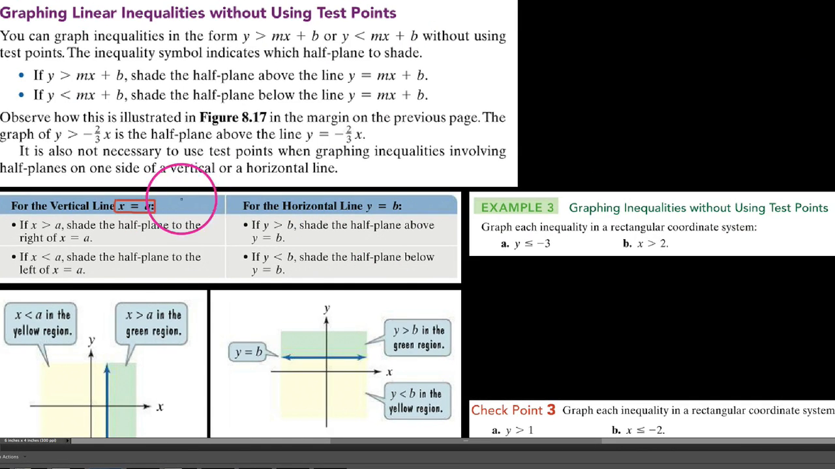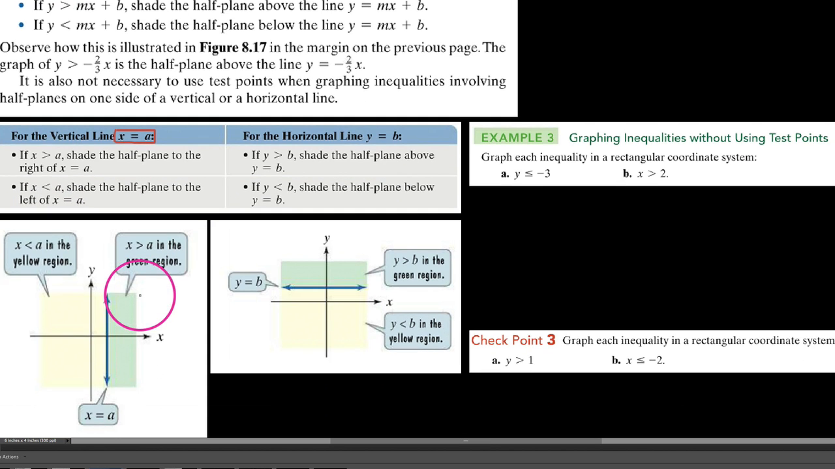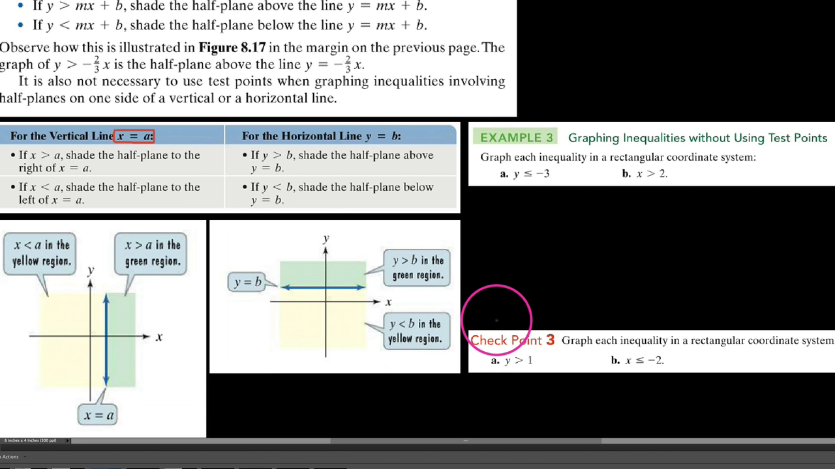So to summarize, for a vertical line x equals a, if x is greater than a, we're going to shade the half plane to the right. If x is less than a, we're going to shade the half plane to the left. We can see this down here in this region: here's our x equals a, and we shade to the left if x is less than a, and to the right if x is greater than a. With horizontal lines, we would say y equals some y value b. If y is greater than b, we'll shade up here in the green. If y is less than b, we'll shade down here in the yellow.